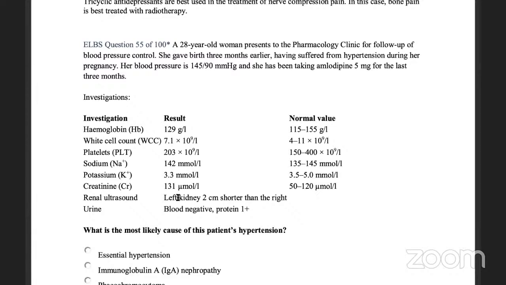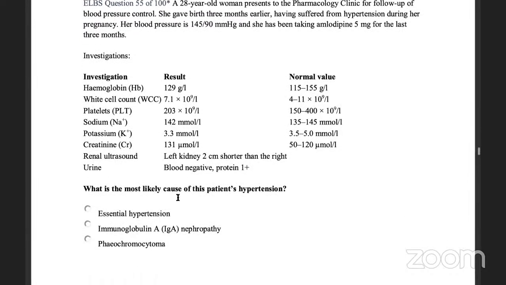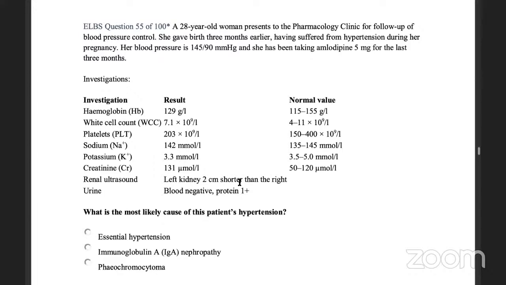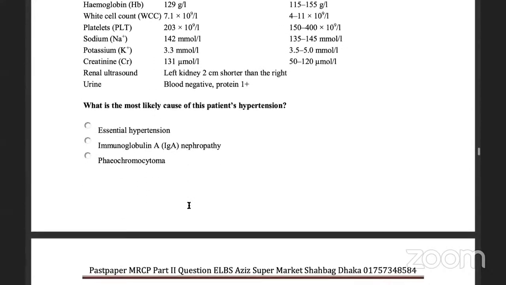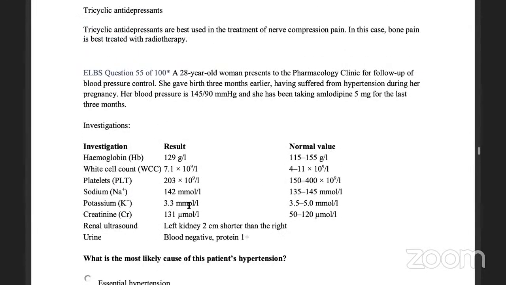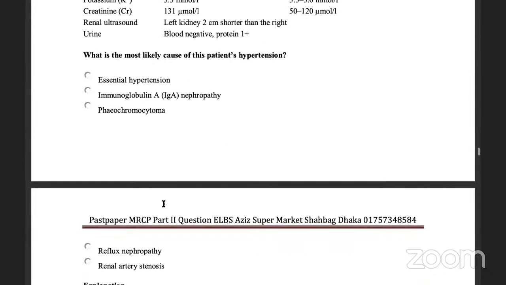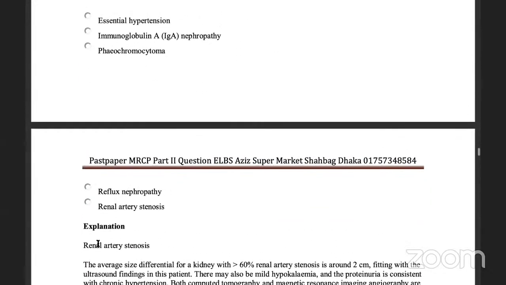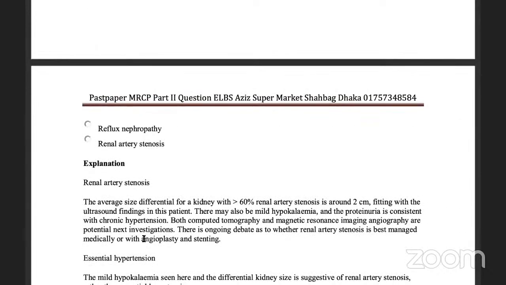What is the most likely cause of this patient's hypertension? The left kidney is 2 centimeters shorter than the right. So I think renal artery stenosis. Age 28, woman, this is fibromuscular dysplasia, with hypertension control and pregnancy issues. Yes, fibromuscular dysplasia, one type of renal artery stenosis.